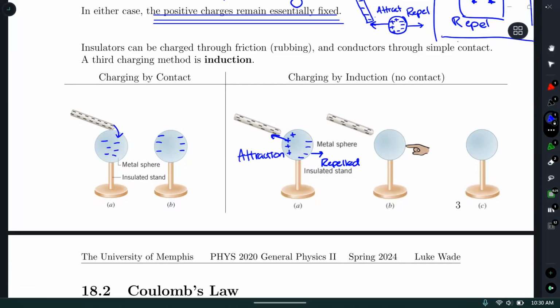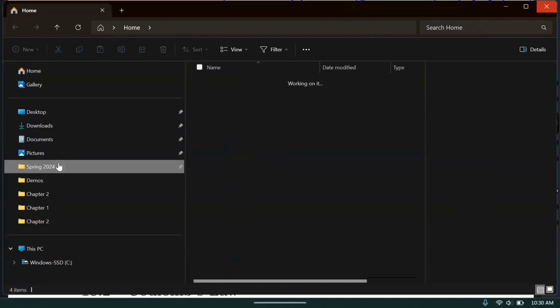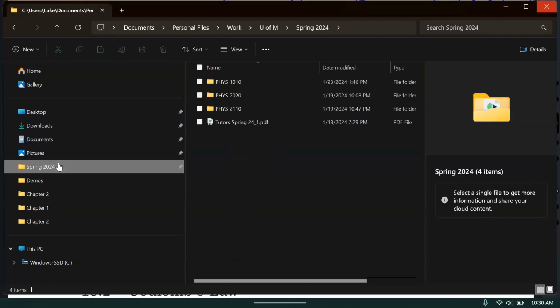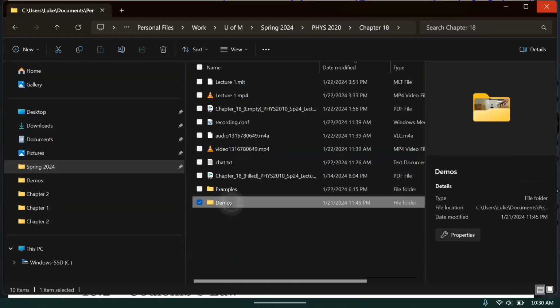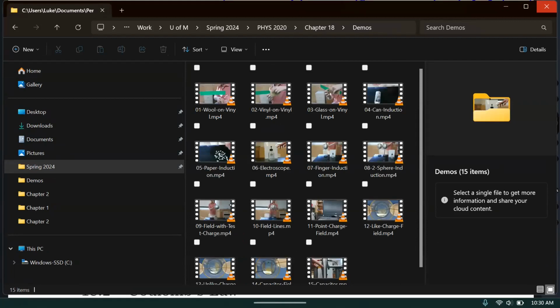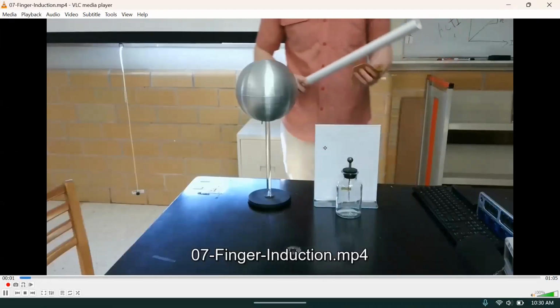Okay, so that's what we saw with the can. I'm going to bring up another video, another example of induction. And where'd it go? 2020. This slightly extends on that concept. So I'll ask you what happens here. I'm going to show you another example of induction here.